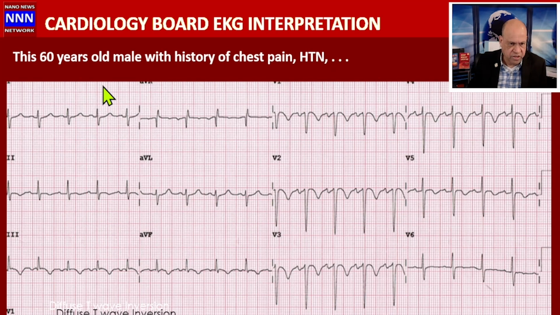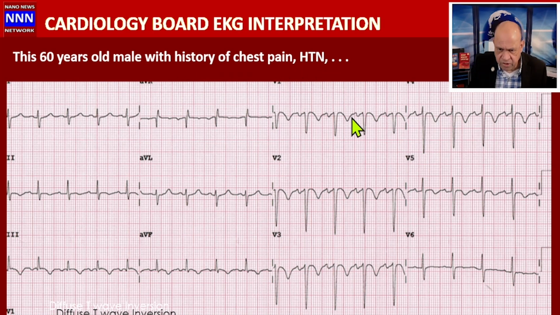Okay, let's see, 60-year-old male with a history of chest pain, hypertension. So now we have a patient with an acute presentation, chest pain, hypertension. We have a sinus rhythm. The axis is almost 90 degrees because this is isoelectric. What is going on here? We have T-wave inversion here, T-wave inversion, T-wave inversion. We have diffuse T-wave inversion in a 60-year-old person with hypertension.